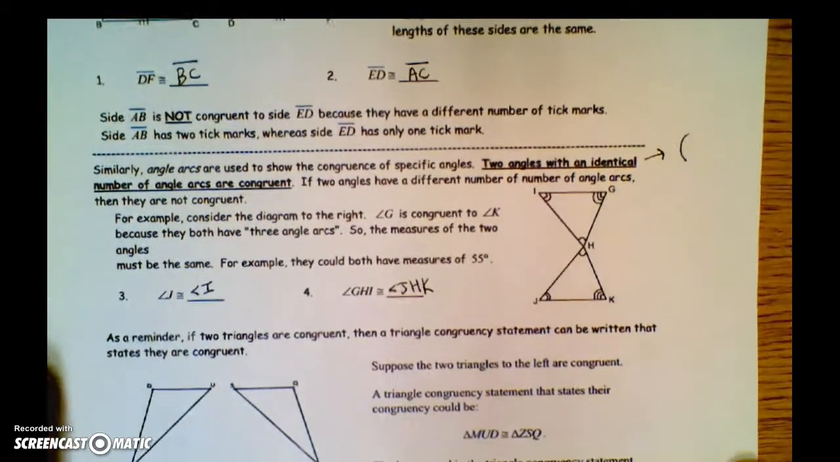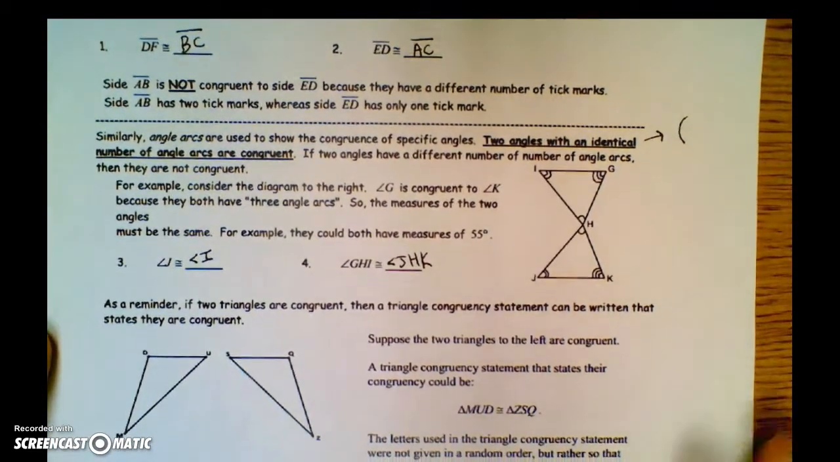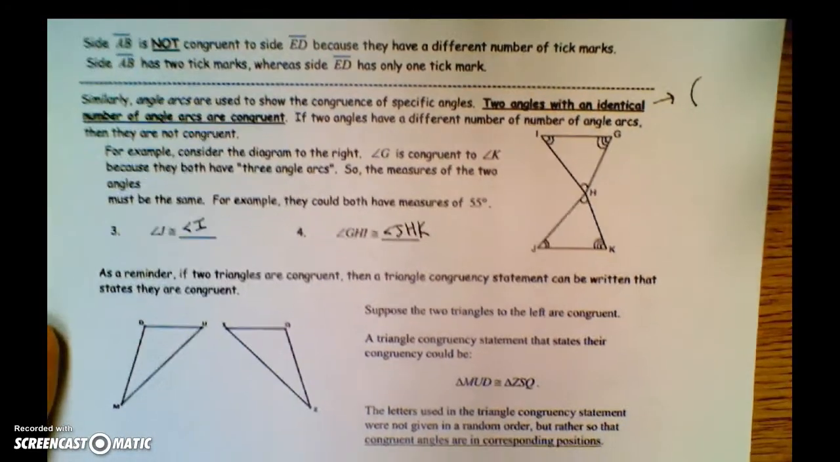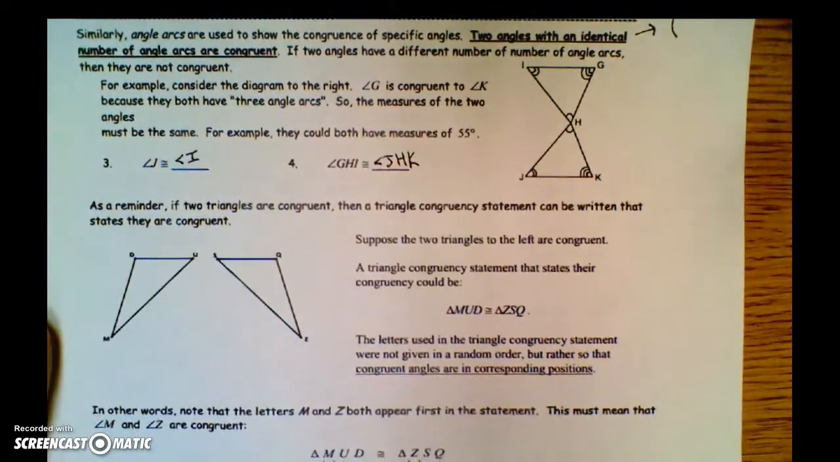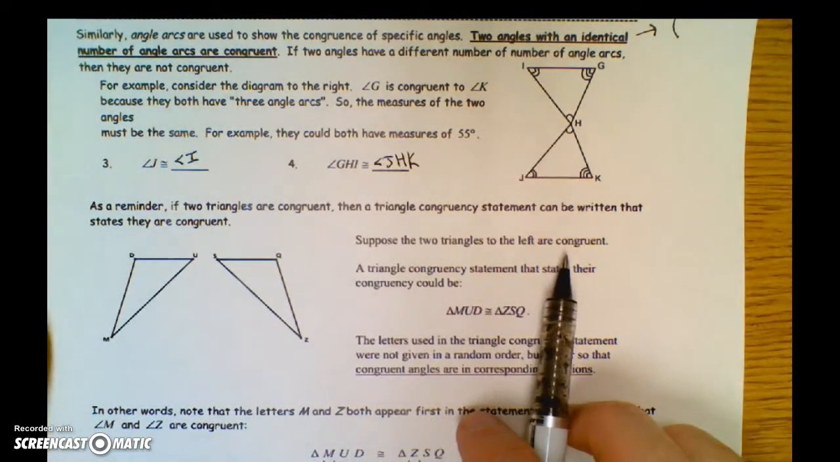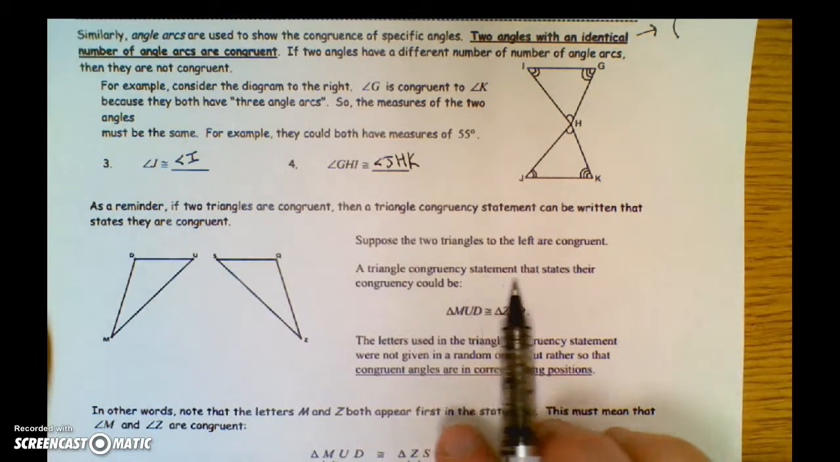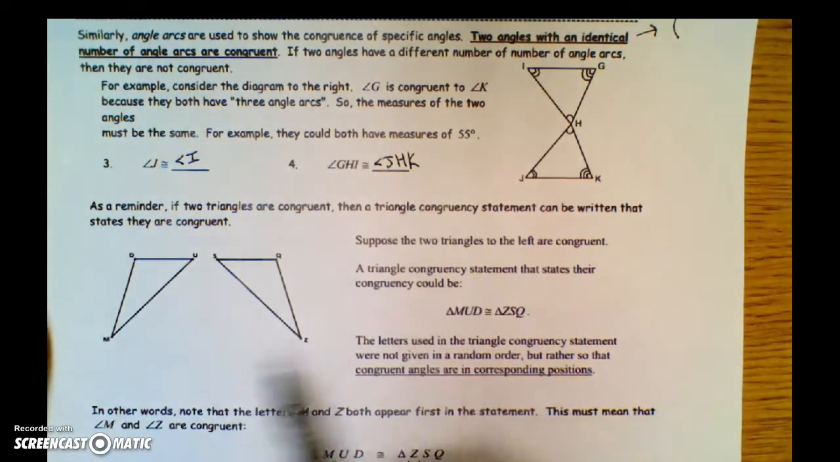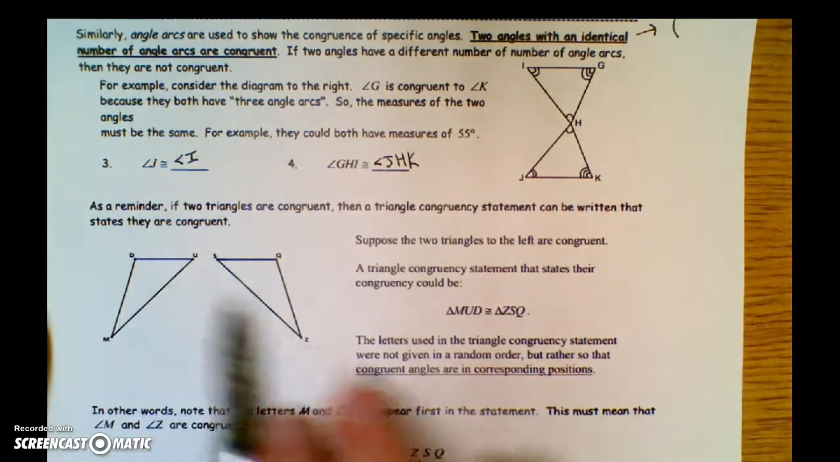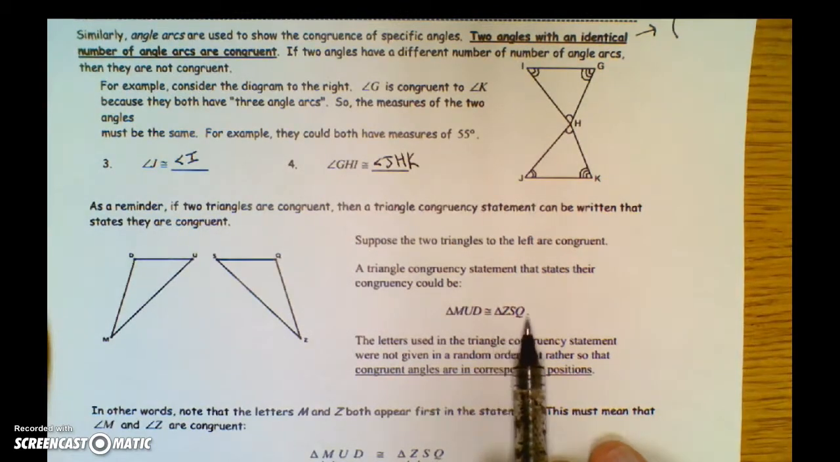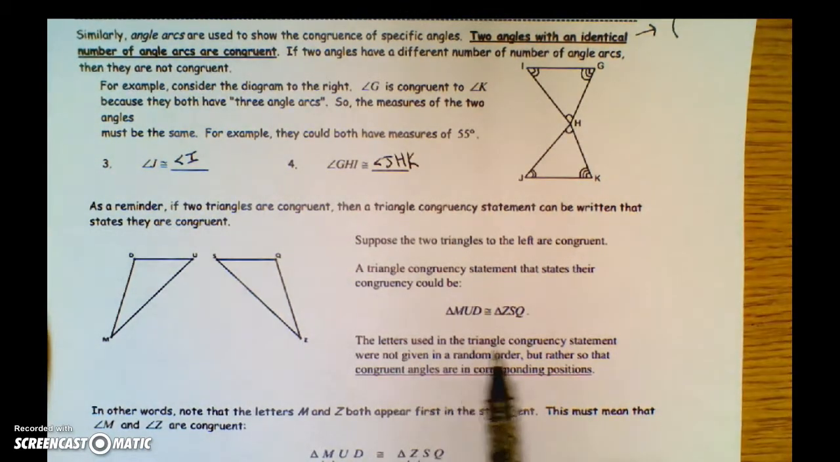As a reminder, if two triangles are congruent, then a triangle congruency statement can be written that states they are congruent. Suppose the two triangles to the left are congruent. A triangle congruency statement that states their congruency could be triangle MUD is congruent to triangle ZSQ. The letters used in the triangle congruency statement were not given in a random order, but rather so that the congruent angles are in corresponding positions.